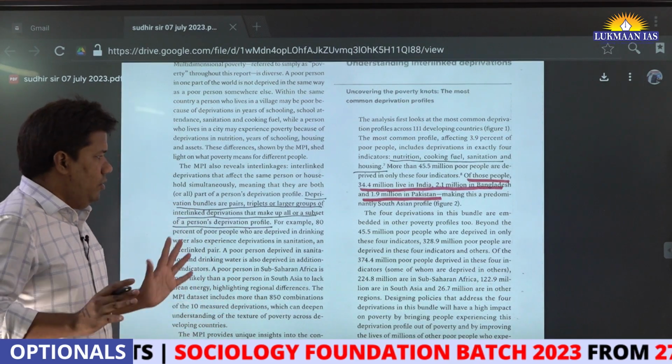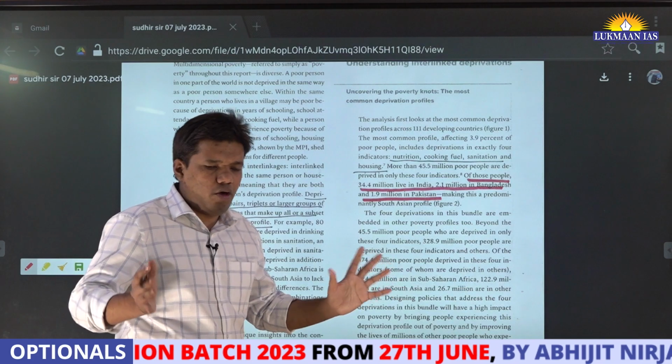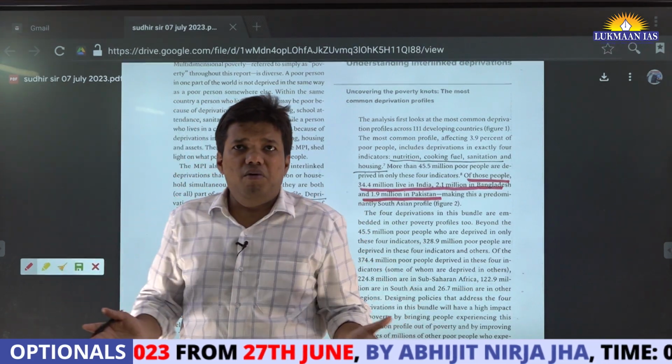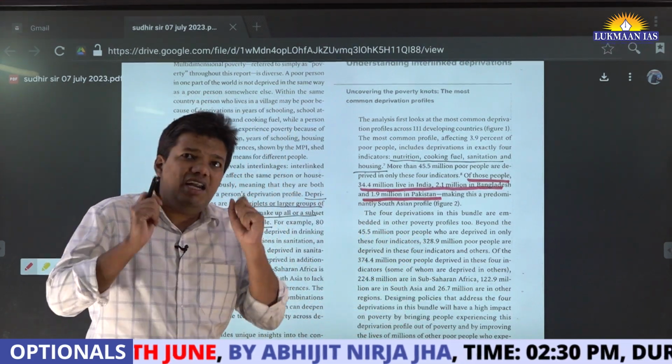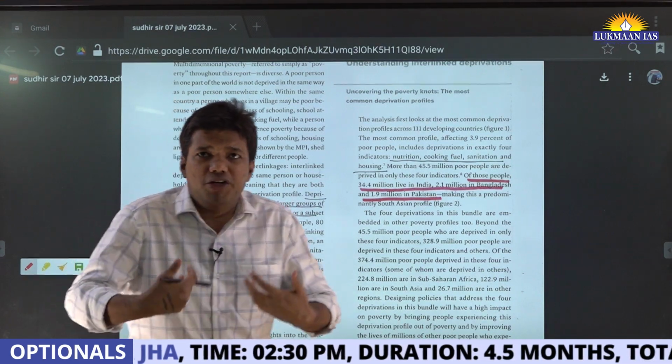Now, what is my point? You will not remember these numbers, how many people are living below poverty, but this idea will remain in your mind: let's say you have to form a policy, you have to give a recommendation in a mains copy.